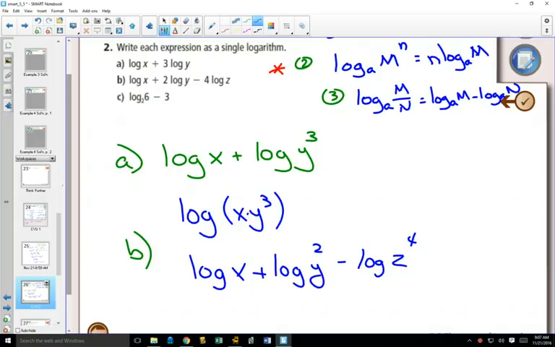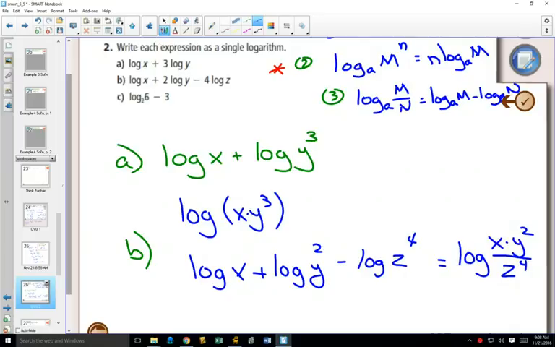So as our shortcut in doing this all at once, whichever ones are positive will be multiplied together on the top of our fraction. Whichever one is subtracted will be divided. If you wanted to do this in 2 steps, you could put the first 2 together and get x times y squared inside one logarithm.